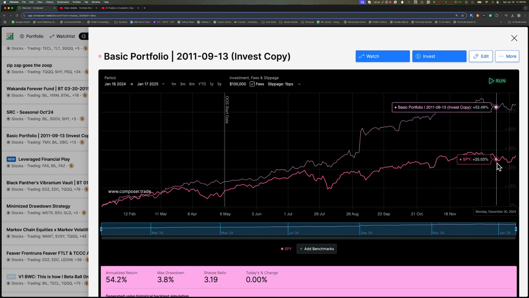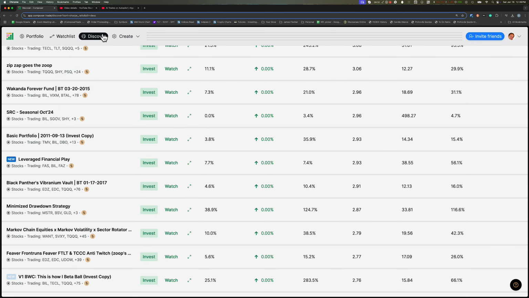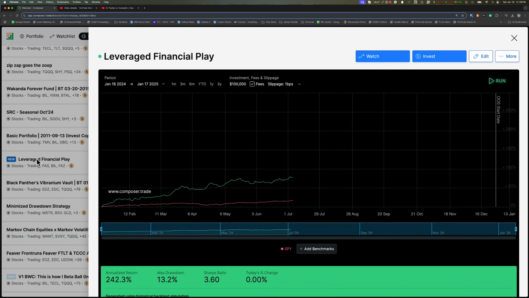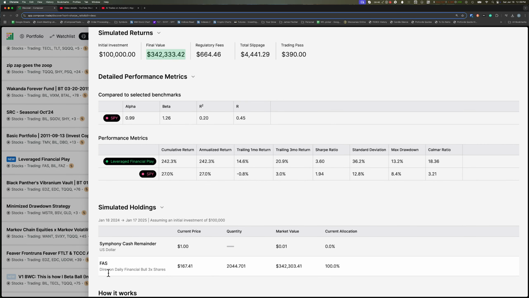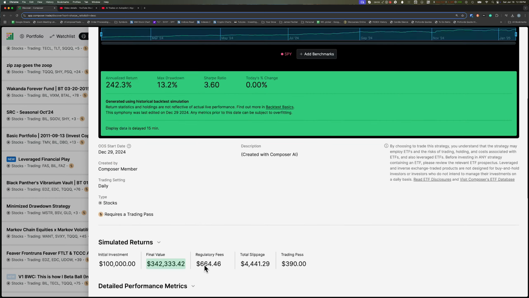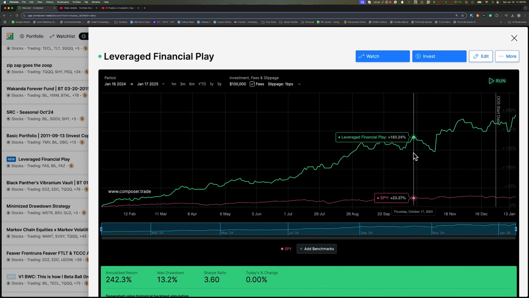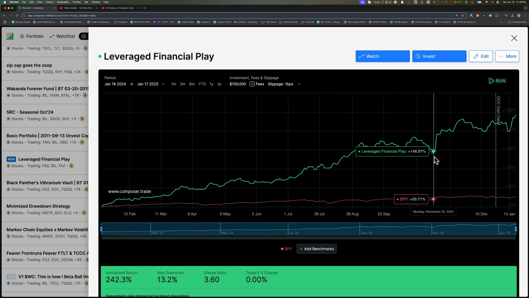Just wanted to give you an idea what you're looking for when you're flipping through these community discovered symphonies. One last one. Let's look at this one. Leveraged play. So this is probably using these leveraged ETFs, whether it's 2 times or 3 times. In this case, it's in a single financial bull share at 3 times the leverage. So that can be dangerous, but if it's set up in a reasonable way, let's just look at this. It's up at 883%. What happens? Yeah, it drops like 40%.